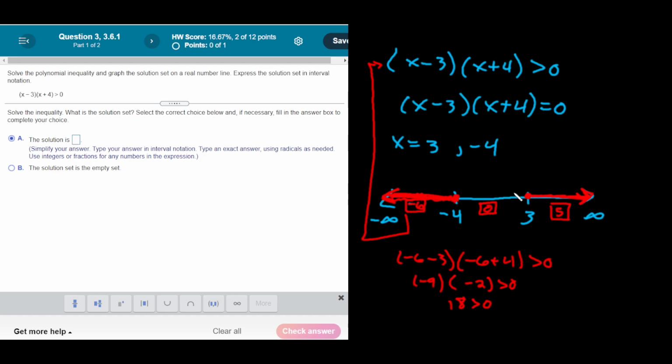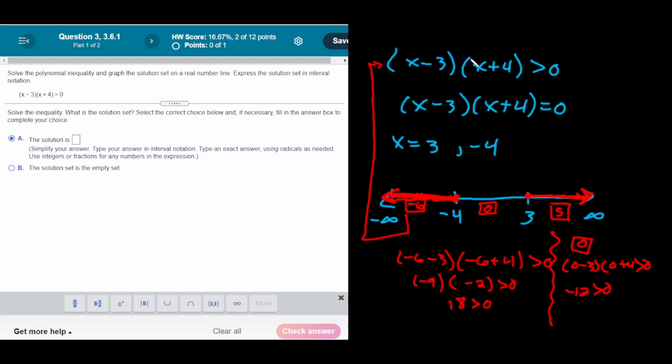But anyway, let's test the 0. We're going to put 0 in here. So this is my testing notation. That'll be 0 minus 3, times 0 plus 4, greater than 0. That'll be -3 times 4, right? Because 0 minus 3 is just -3. That'll be -12 greater than 0. Is that true? No, it is not. -12 is not greater than 0. So we are not going to shade in between -4 and 3, because we plugged in 0, the test value, the representative value, into our original, and it didn't work. -12 isn't greater than 0, so we're not going to shade in between.